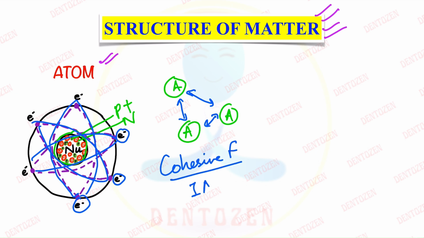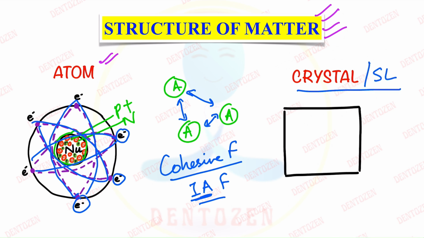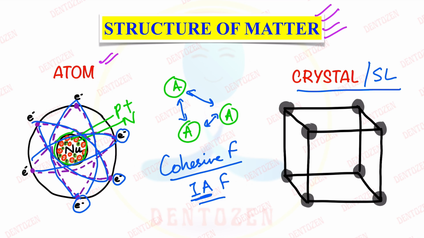Now the arrangement of atoms in a structure is known as a crystal or space lattice. So what is this arrangement? In this arrangement, all atoms are placed equidistant to each other. For example, we can see these are the atoms and their structure resembles a cube. So this is known as cubic lattice. Now, which materials have this kind of arrangement of atoms in them? These are the metals. So metals have crystalline structure.